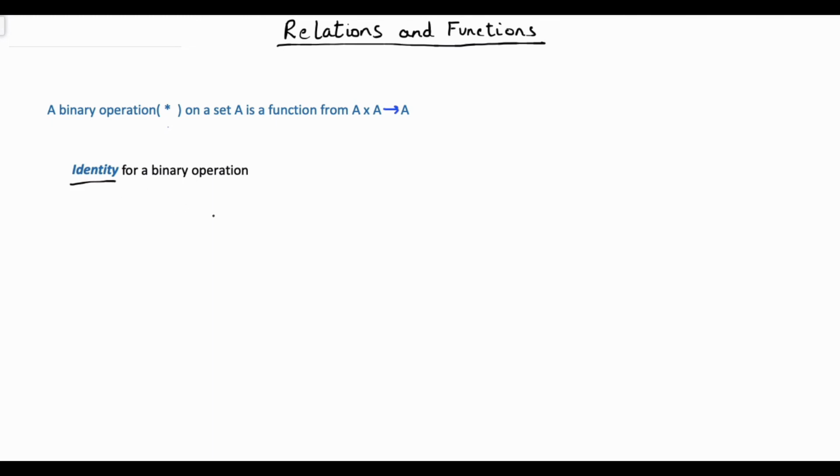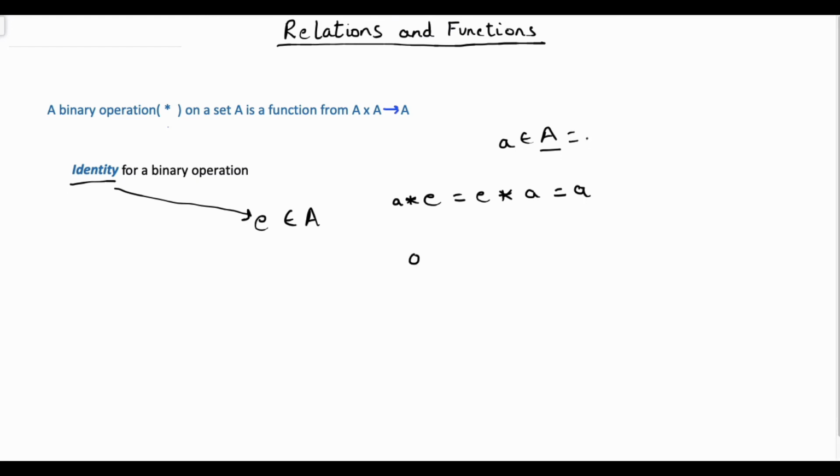An identity is an element e which belongs to the set A. It must satisfy the following conditions. a asterisk e should be equal to e asterisk a, and both of them should be equal to a, where a belongs to set A and asterisk is the binary operation performed on the set A. For the plus operator, the identity is the element 0. If A is the set of real numbers, then any element added to 0 is the element itself. And since addition is commutative, 0 plus a is equal to a as well. For the multiplication operator, 1 is the identity, since anything multiplied with 1 results in the number itself.